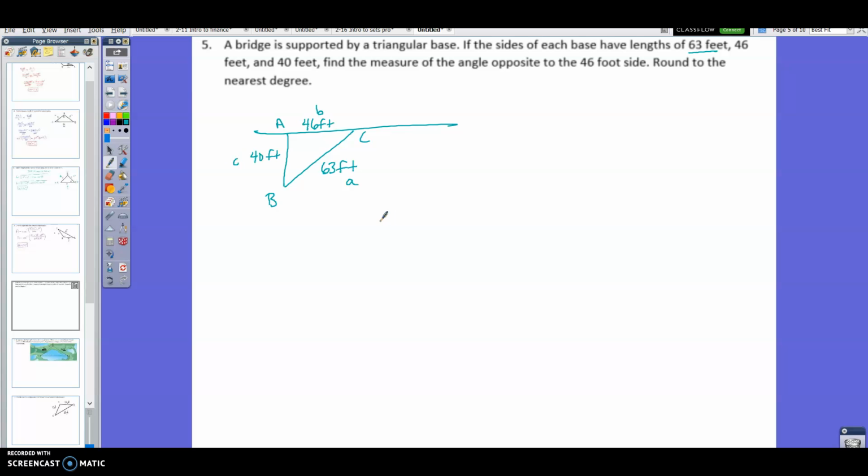Now I want to know the angle opposite to the 46-foot side. So here's the 46-foot side, so the angle opposite of that is going to be angle B. So that's what we're looking for here. Now since we're given a side-side-side triangle, we want to use the law of cosines. And the formula for angle B is B is equal to the inverse cosine of a squared plus c squared minus b squared over 2ac.